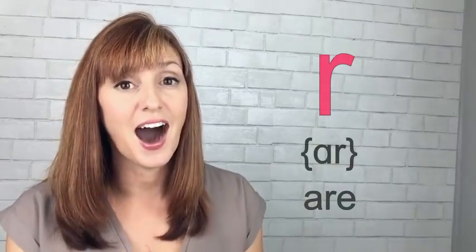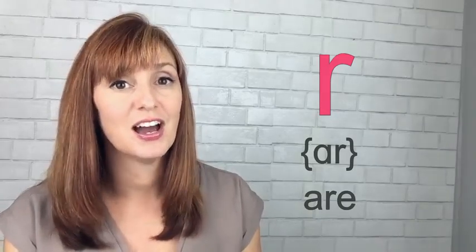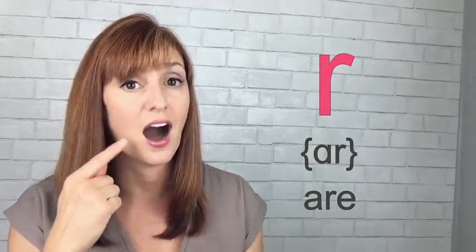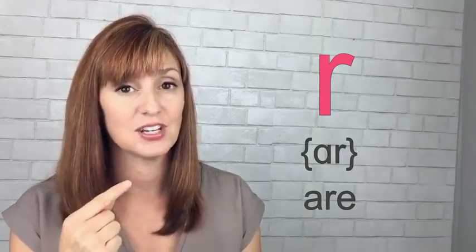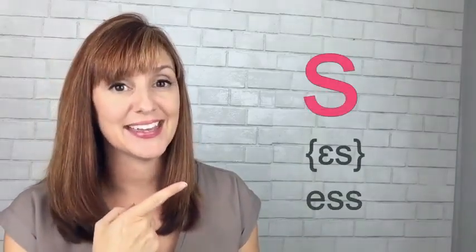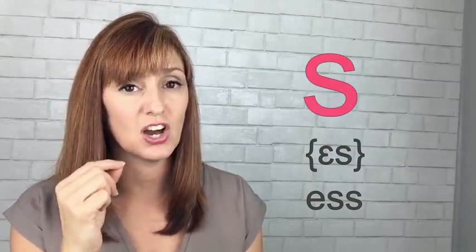Then we have R, R. We have the ah vowel sound moving into the R. You want to really drop your jaw for that ah vowel sound. R, R. And S, S. Again, this letter name starts out with that vowel sound where you're dropping the jaw just a bit and moving into the S consonant. S, S.